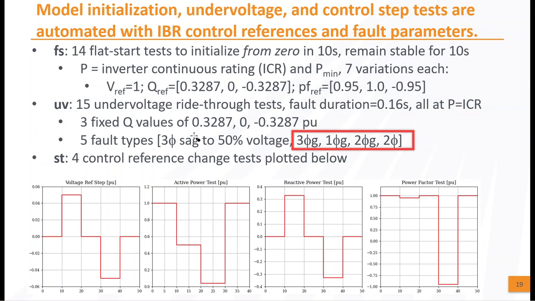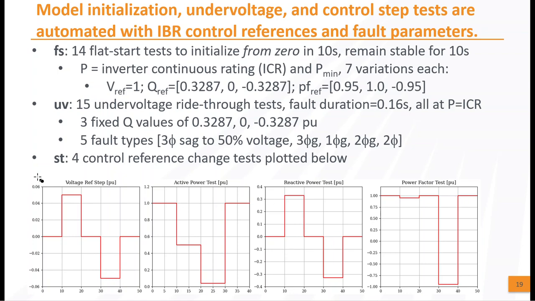Depending on the IBR characteristics and the short circuit ratio, sometimes you have to be careful with these fixed Q values of 0.3287 or minus 0.3287. That could cause a steady state voltage rise or drop that may trigger some of the undervoltage or overvoltage protection, depending how long those voltage deviations last.